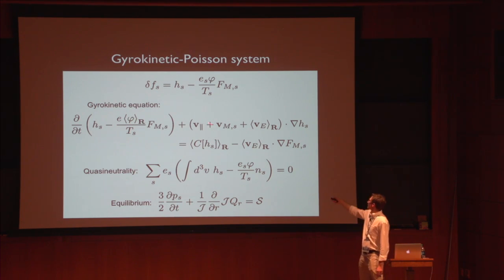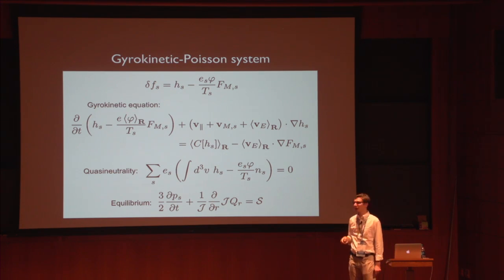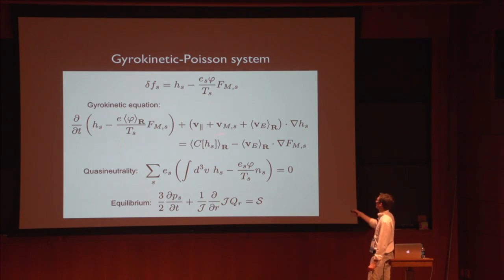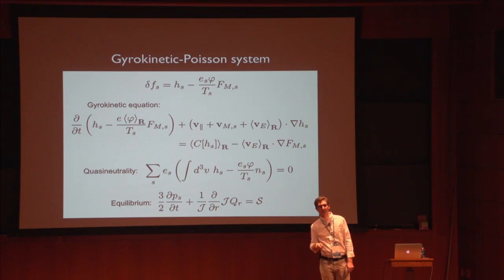So you can see some terms which you might recognize. You have parallel streaming shown here. You have motion due to magnetic advection by magnetic drifts. That's what Vm is. Here's the gyro average, that's what's denoted by these angle brackets, of the E cross B drift. So this is just the gyro-averaged guiding center speed.